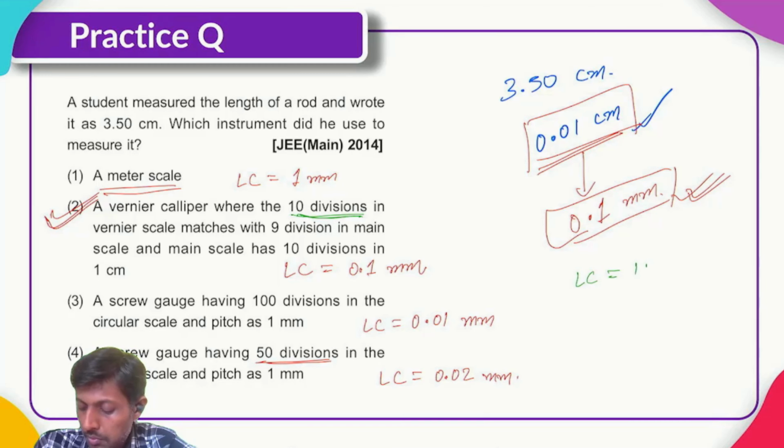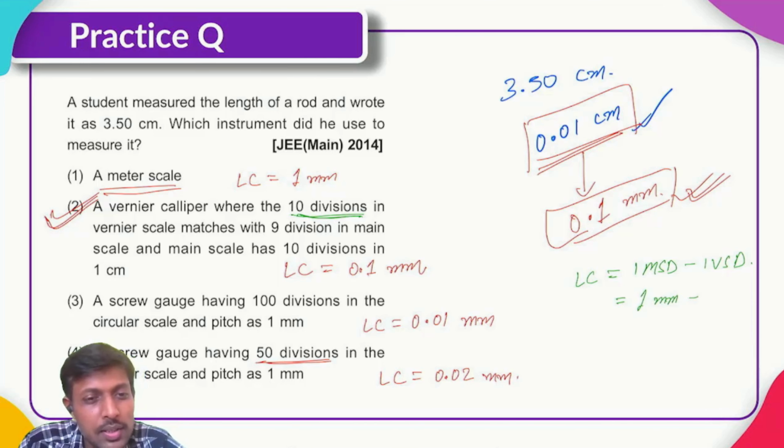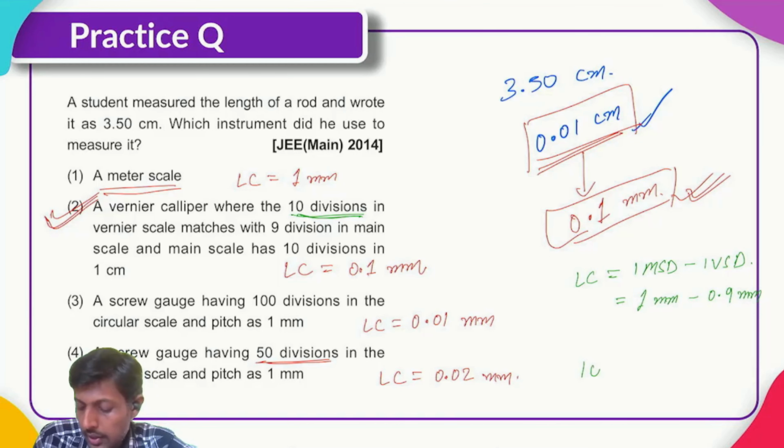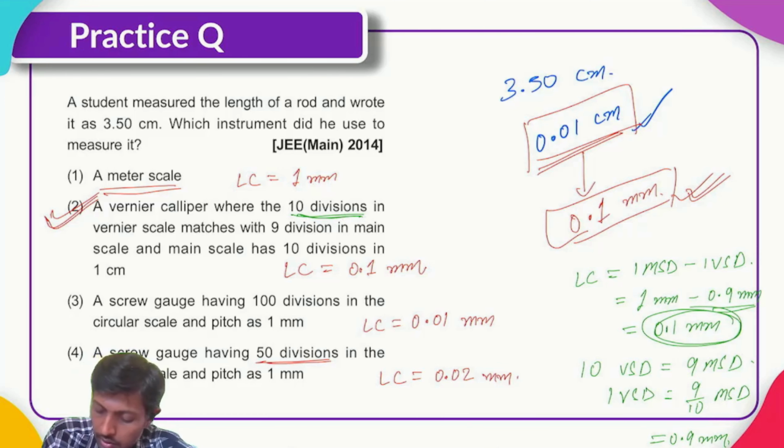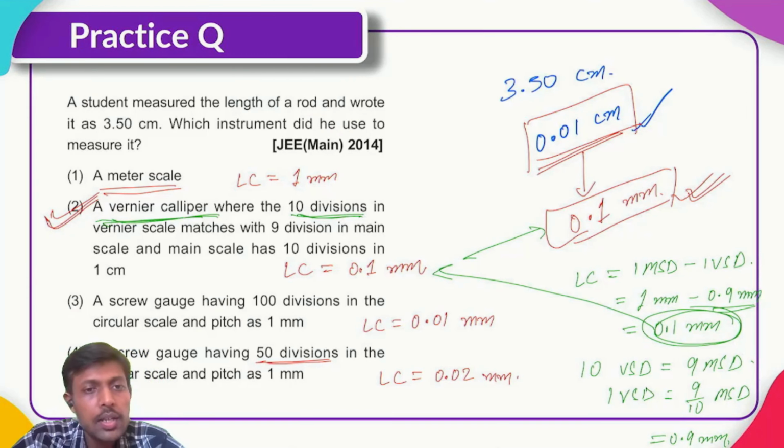Least count, we saw, is 1 main scale division minus 1 vernier scale division. 1 main scale division, everyone knows that's 1 mm. And what is 1 vernier scale division then? It's 0.9 mm. Since 10 vernier scale divisions match up with 9 main scale divisions, you can say 1 vernier scale division is 9 upon 10 main scale division, which is 0.9 mm. That's how I wrote this 0.9 mm. So this gives you 0.1 mm. So from here also you can see this device is what they are using, a vernier caliper. Okay, so that's our answer.